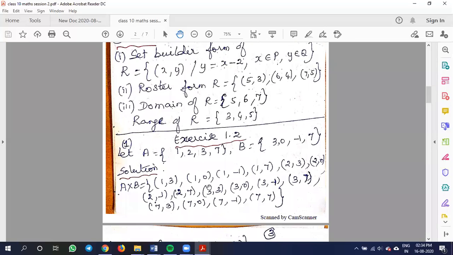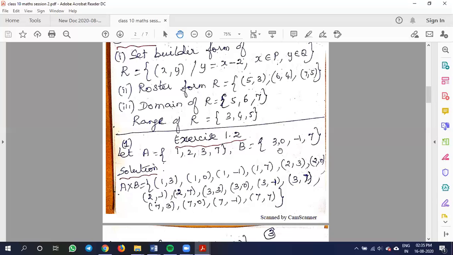Okay. Now, I didn't write the questions for the exercises. You just go see the book, turn to page number 9 in your book. So let A is equal to 1, 2, 3, 7 and B is equal to 3, 0, -1, 7. Which of the following are relations from A to B? For that, first we have to find the Cartesian product, that is A cross B.